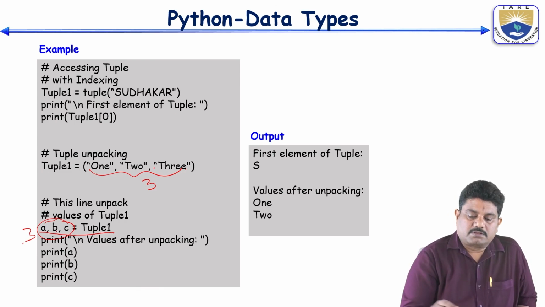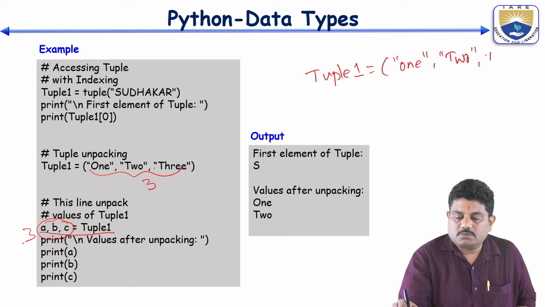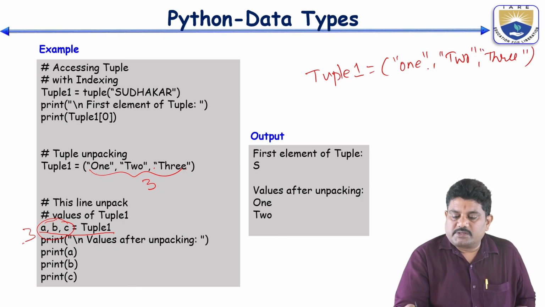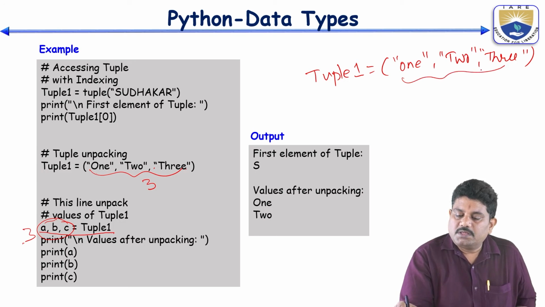So like this you can pass. See, tuple equal to 1, 2, 3. It is a pack of 3 strings. Now you are unpacking the tuple. How to unpack the tuple? How many strings are packed together as a tuple? How many items are there? Three items are there. One, two, three. So you need three variables while unpacking because three items are there in that tuple.